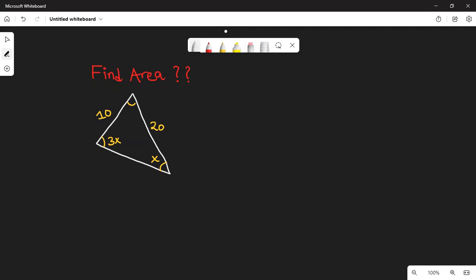So we are going to say that 10 over sine x is equal to 20 over sine 3x. Remember sine rule, a over sine A is equal to b over sine B, which is equal to c over sine C for triangle ABC. So in this case, we need to know what is sine 3x in terms of x.